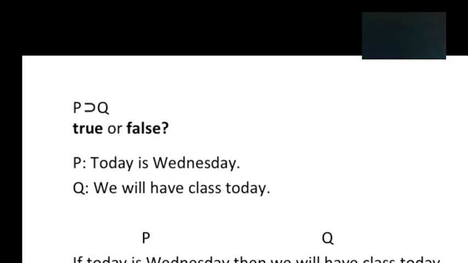So if I make this statement, if today's Wednesday, then we'll have class today, and today's not Wednesday, then I haven't lied. So we will consider this in modern logic. We'll consider this kind of statement to be true. Basically, anytime you have a P which is false and a Q which is false, and you put them together with an if-then, we'll consider it to be a true statement, because the statement has made no claim about what would happen if P is false. It's only claiming things about what would happen if P is true. So this is an accurate enough statement. It just doesn't say much.